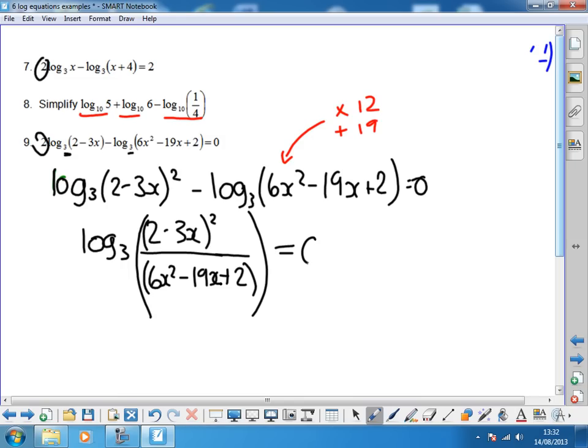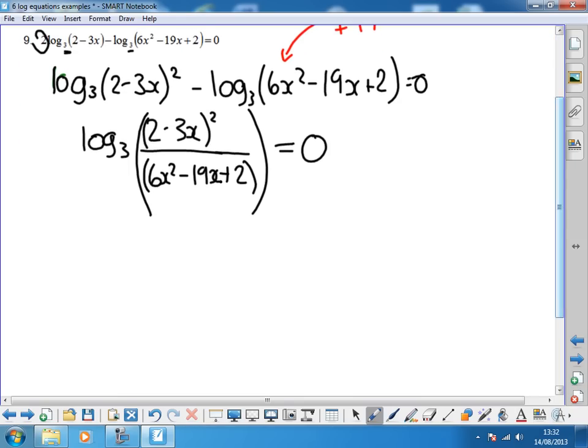Equals 0. Okay, so now we need to get rid of this log to base 3. So we need the opposite of log to base 3, which is 3 to the power. So 3 to the 0 is 2 minus 3x over 6x squared minus 19x plus 2. So this is pretty long.